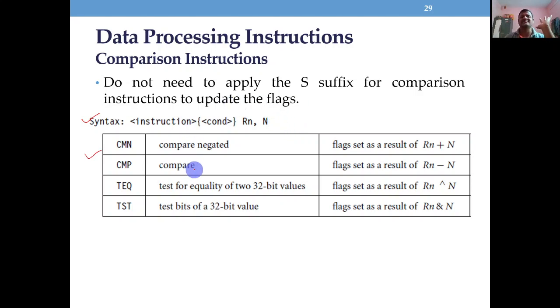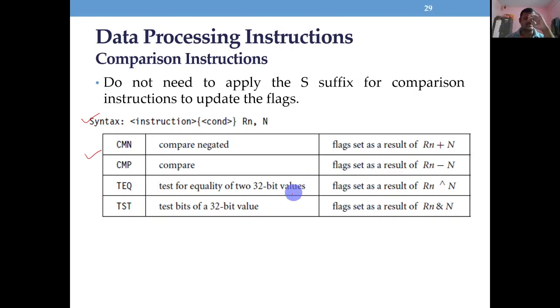Similarly, the simple compare instruction performs subtraction. That is Rn minus N, not N minus Rn. Keep in mind that it is Rn minus N. After subtraction, if the result is 0, then the zero flag is set to 1, otherwise 0. Similarly carry, similarly overflow, similarly the negative flag bit, whether the result is negative or positive.